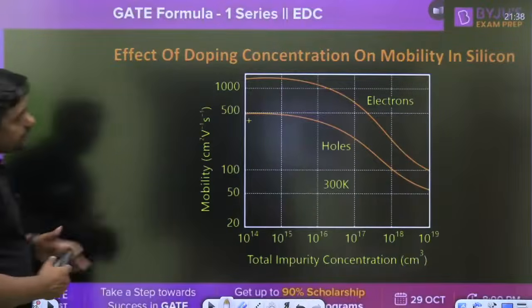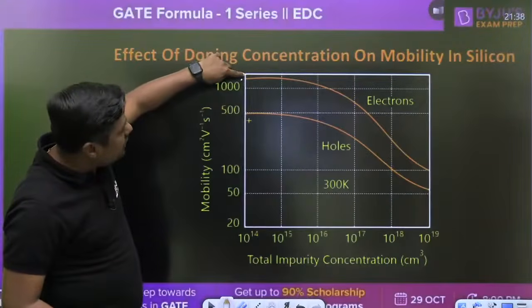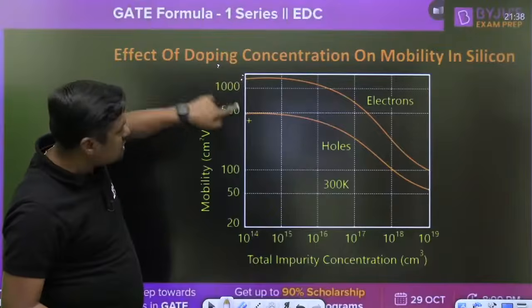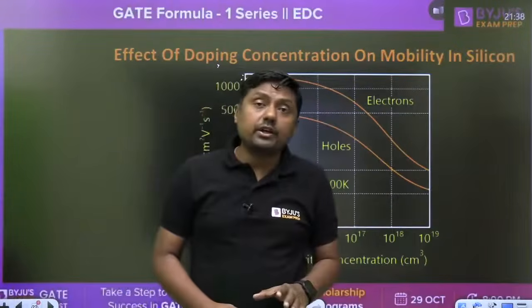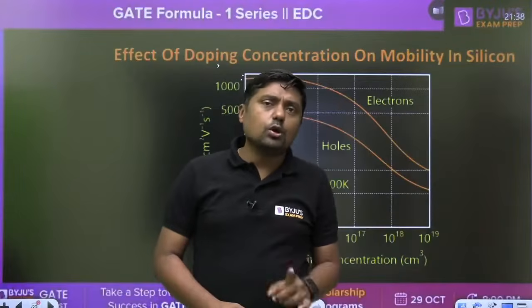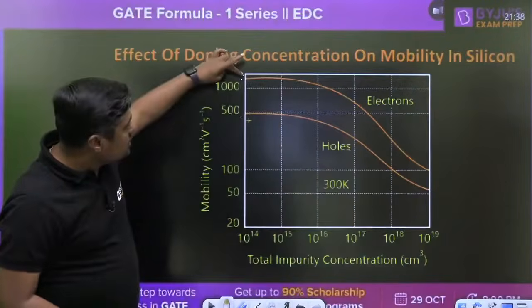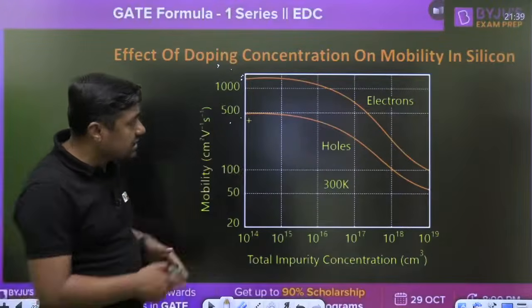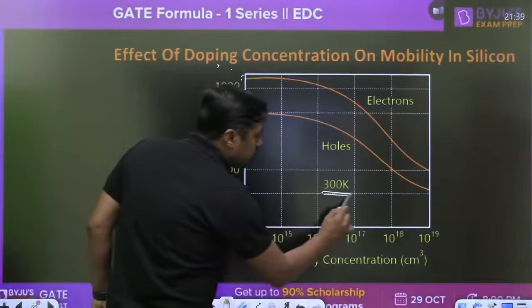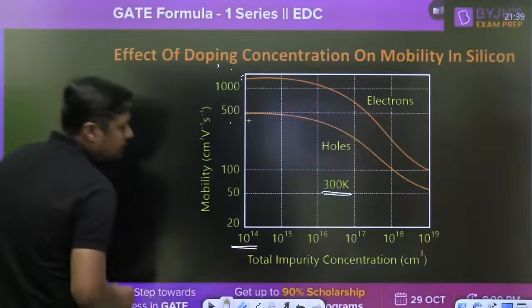Watch this. This is the mobility of electron. Always remember the mobility of electron is greater than the mobility of holes. All the graphs are very, very important. In electronic devices, always one or two questions come from graphs. This is 1000, this is 500, and it is at room temperature, 300 degree Kelvin. What is the doping? Only 10 to the power 14.